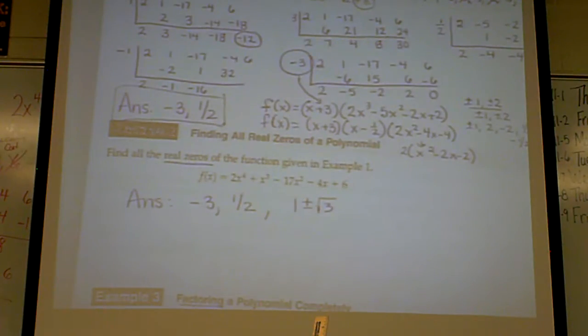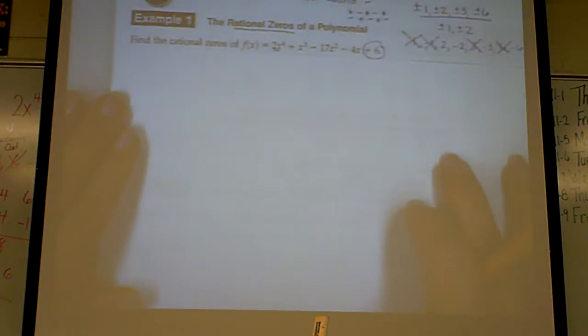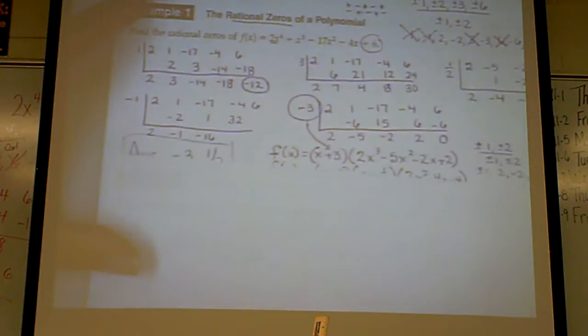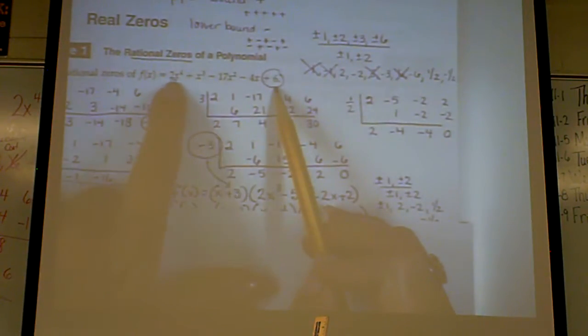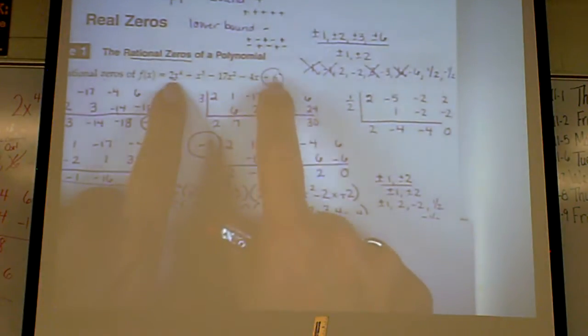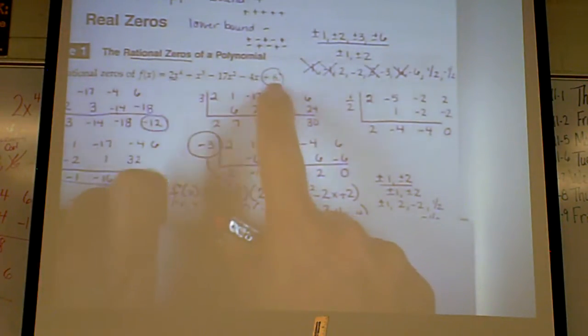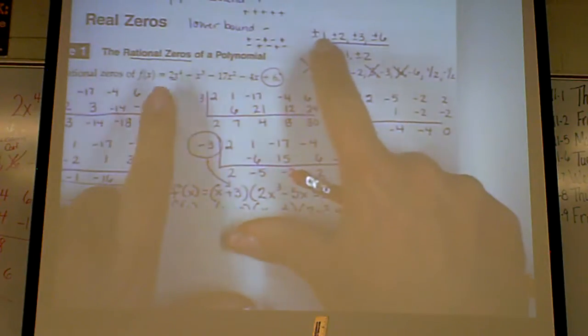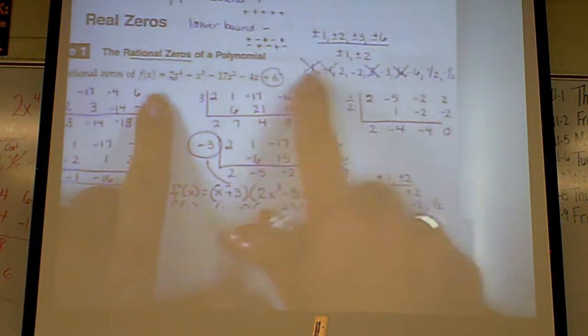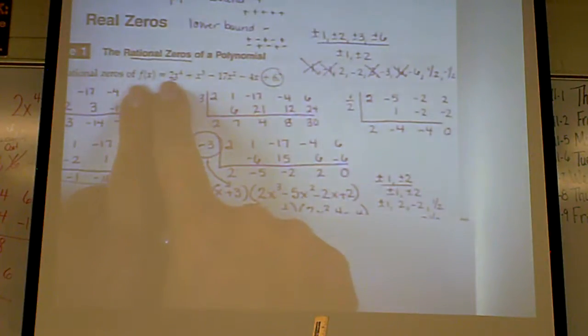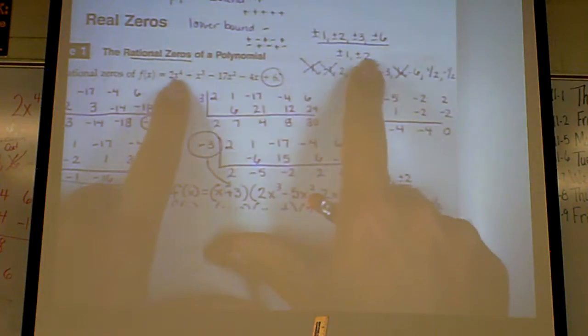So on your test, you're going to have one that's going to say find the rational zeros. If it said find the rational zeros, what you do is you start off with your possible zeros. Do you remember how to do the possible zeros? You take the factors of the constant, which is 6, which are 1, 2, 3, 6, and the negatives, over the leading coefficient factors, so 1 and 2.